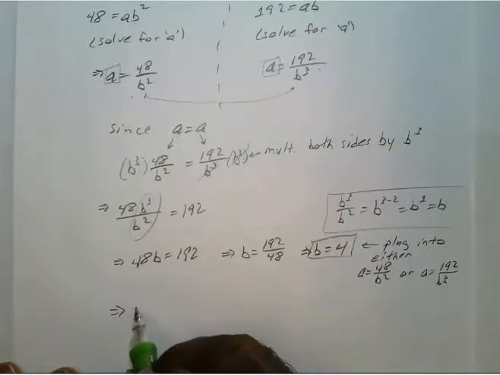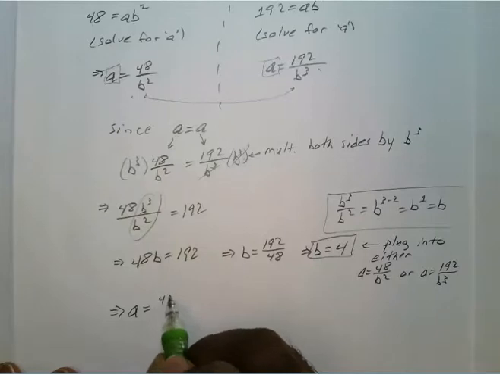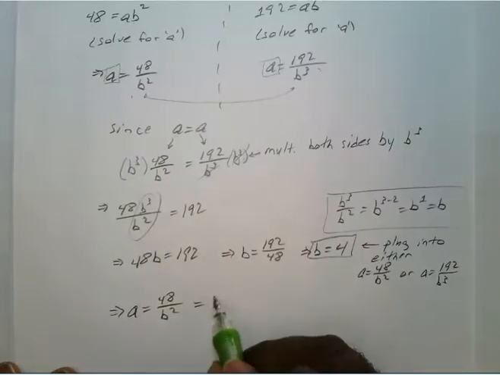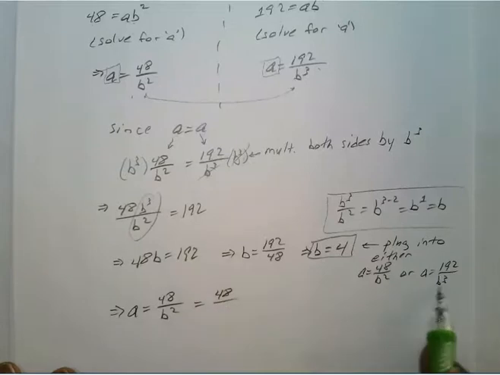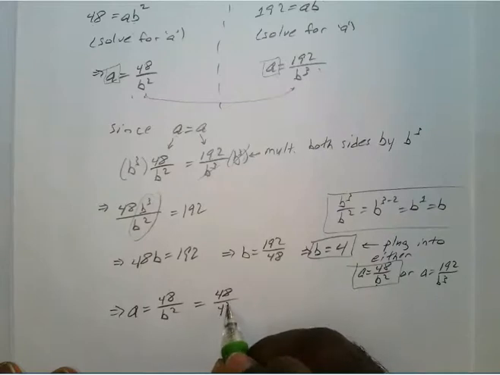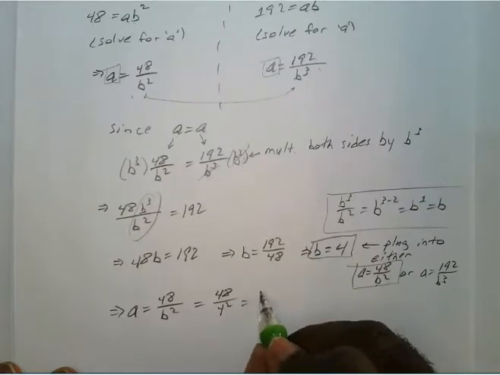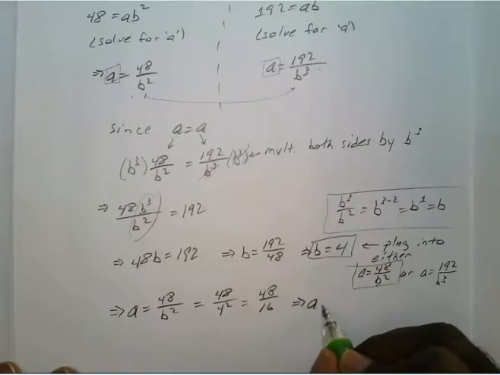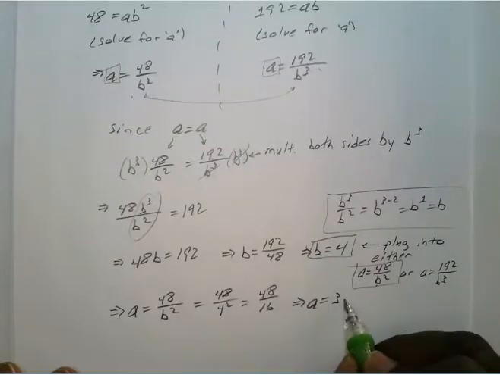Okay, so if you have a equals 48 over b squared, then that's going to equal 48 over 4 squared, since b is equal to 4, which is 48 over 16. So that means that your a will equal 3.